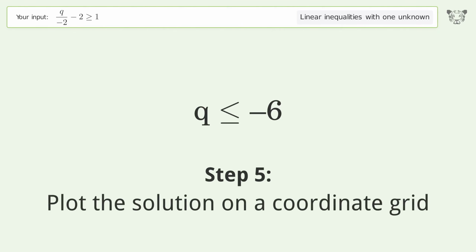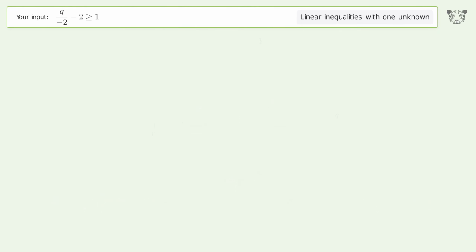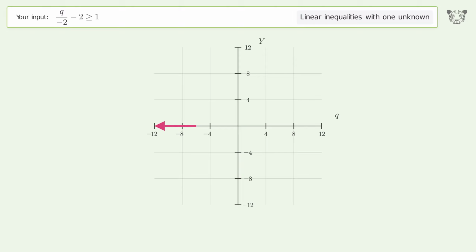Plot the solution on a coordinate grid. And so the final result is q equal or smaller than -6.